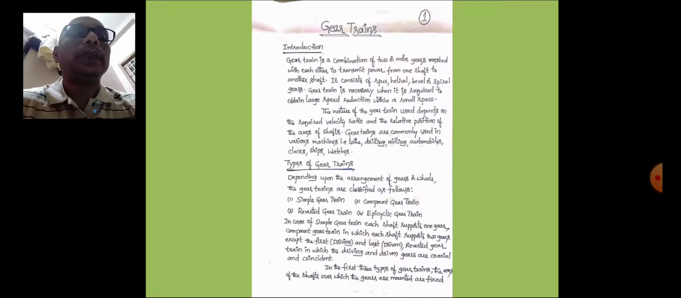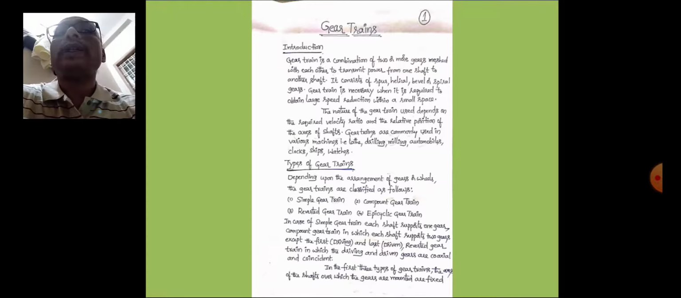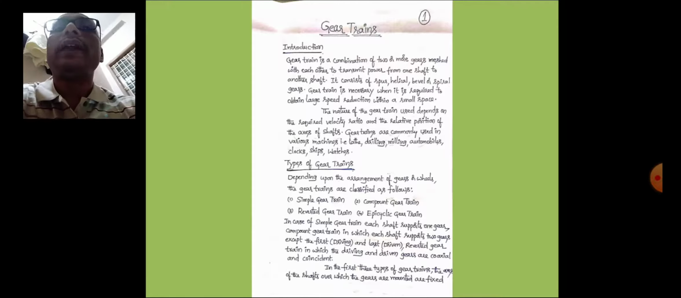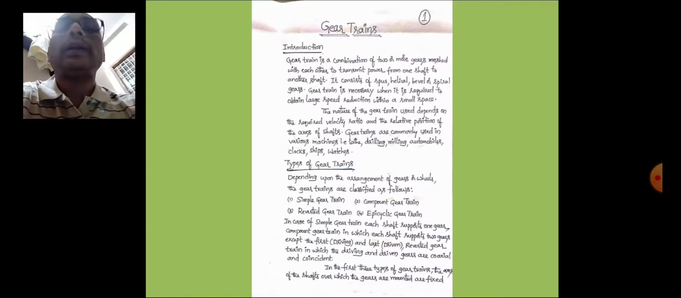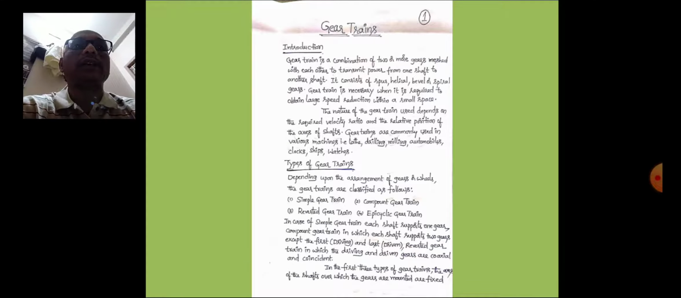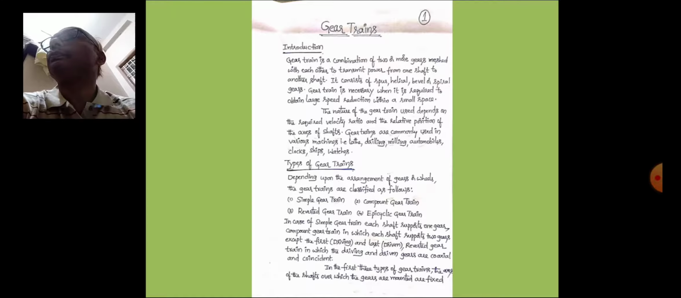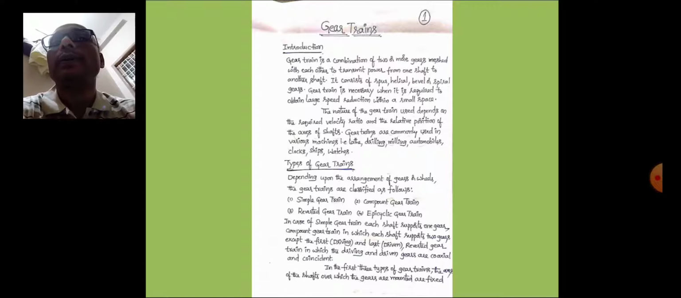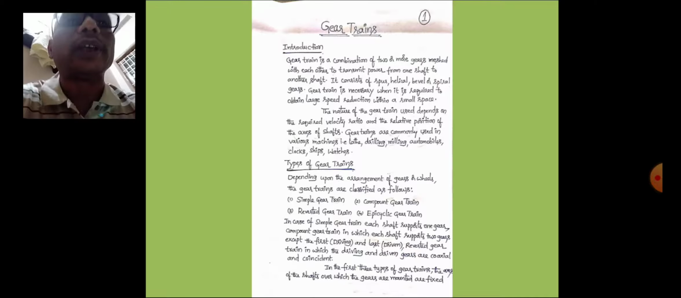Let us begin the introduction. What is meant by a gear train? What are the different types of gear trains? And how to find the velocity ratio, and numericals will be solved. Now, beginning with the introduction.